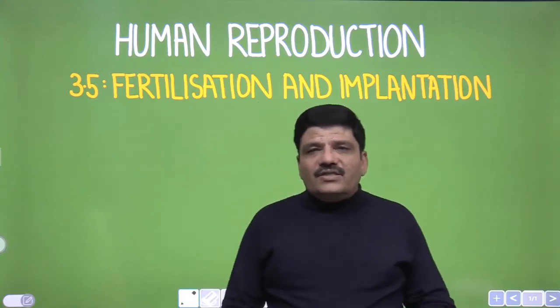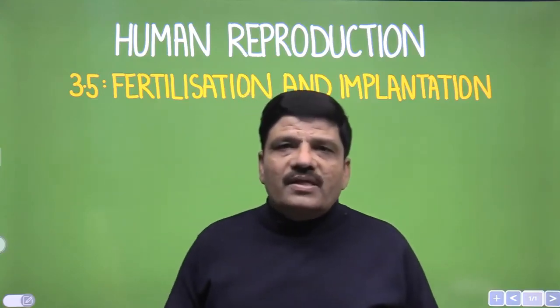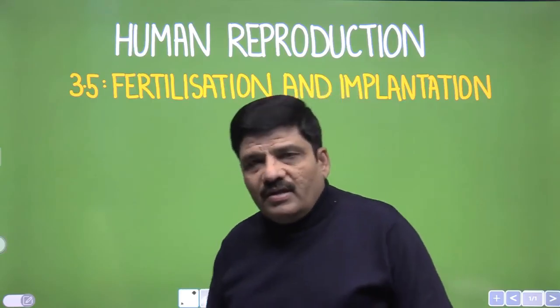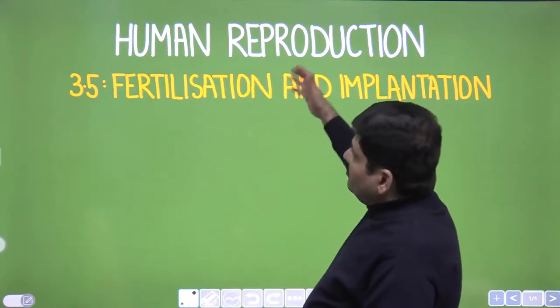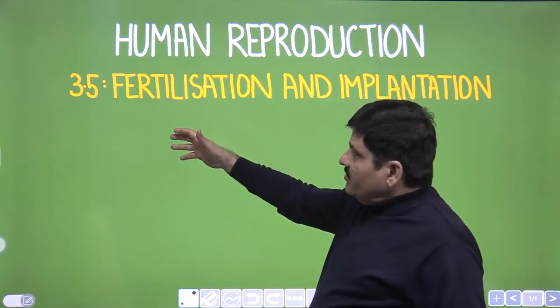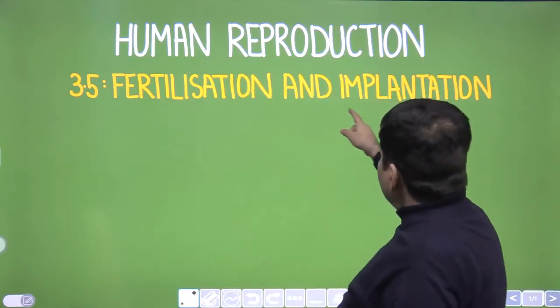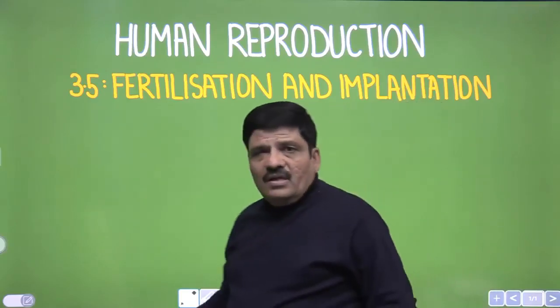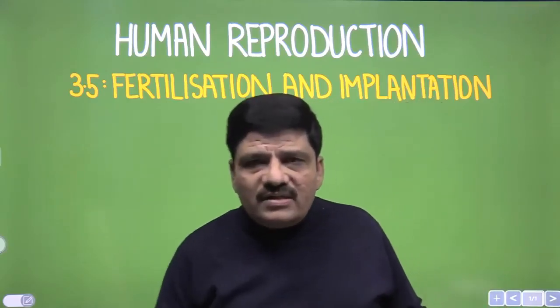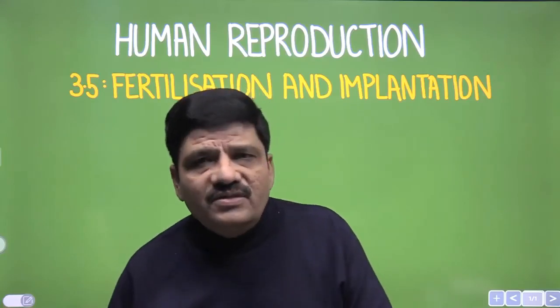Let us continue our discussion on chapter 3, class 12th NCERT biology for NEET, which is the chapter on human reproduction. The section that we are going to discuss in this video would be 3.5, fertilization and implantation. And from the beginning we are trying to understand what is explained in our NCERT.